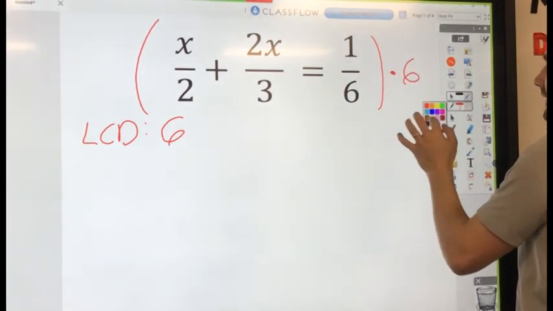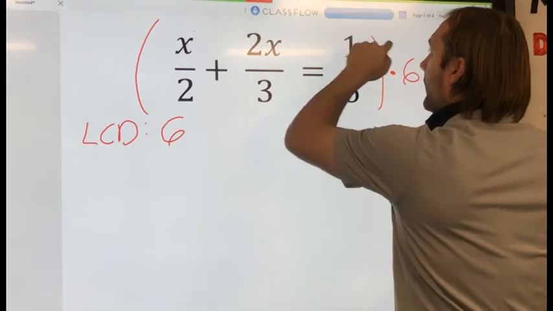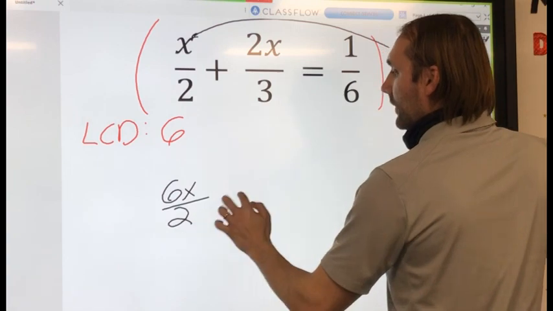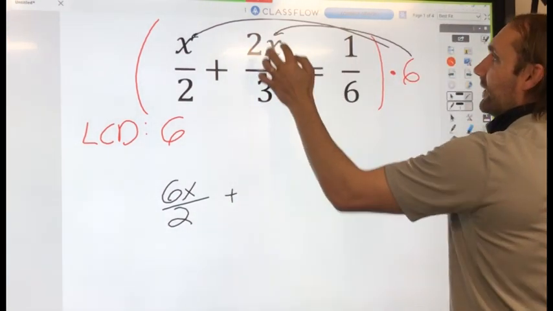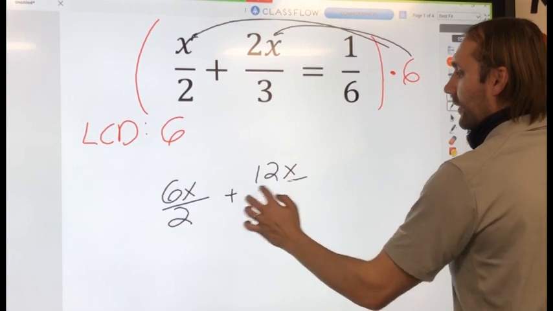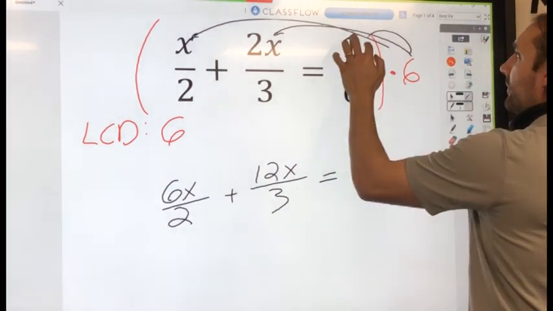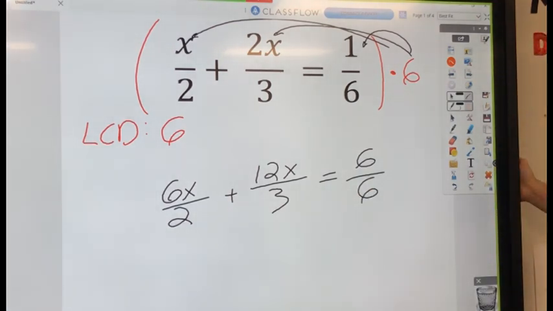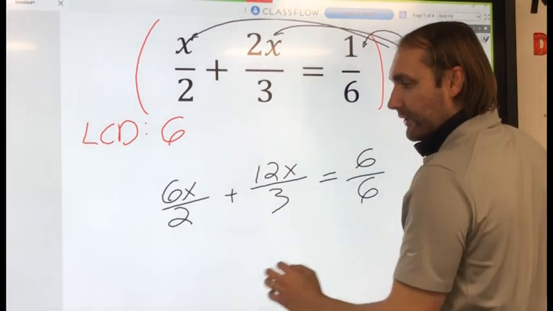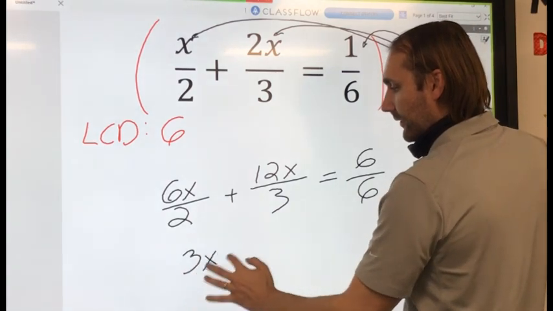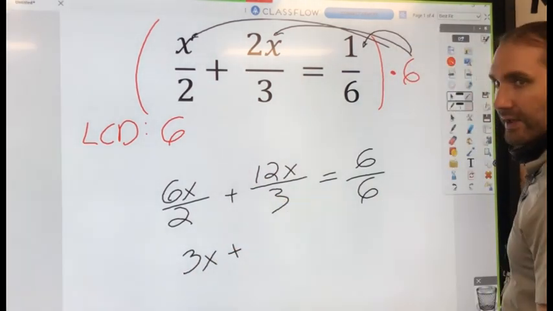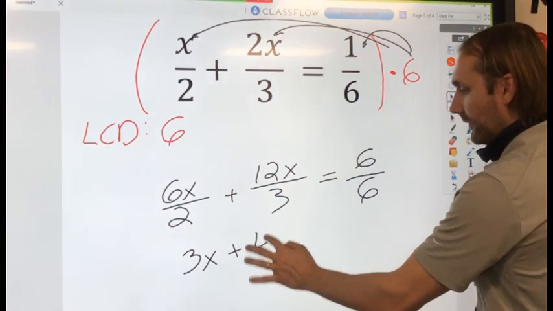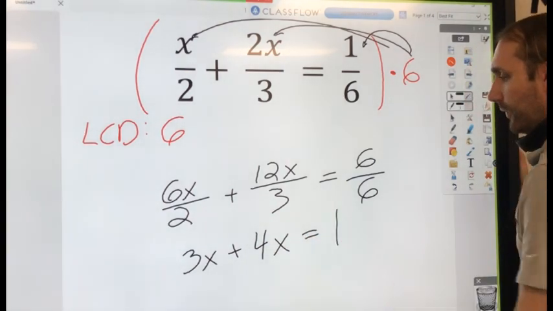So when I take the first fraction, 6 times x gives me 6x over 2, plus now multiply 6 by 2x gives me 12x over 3, and last but not least multiply 6 by 1 gives me 6 over 6. Now that we've done that, we need to simplify. So 6x divided by 2 is 3x. 12x divided by 3, 3 goes into 12, 4x. And then 6 over 6 is a 1.